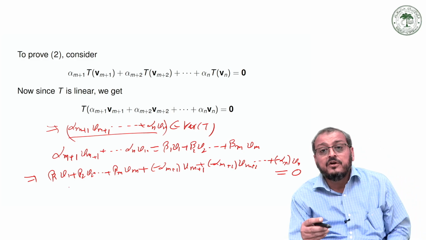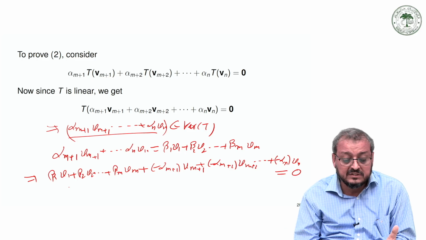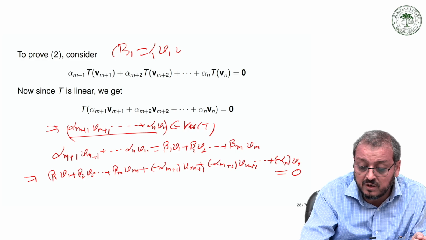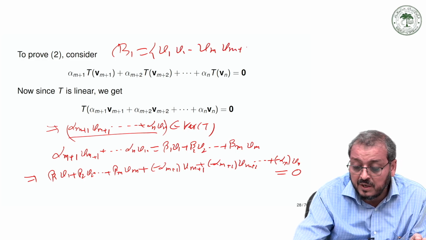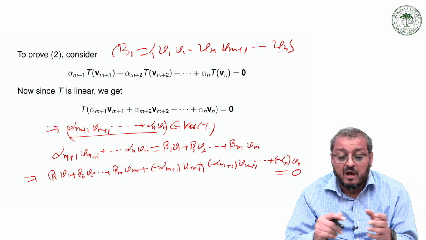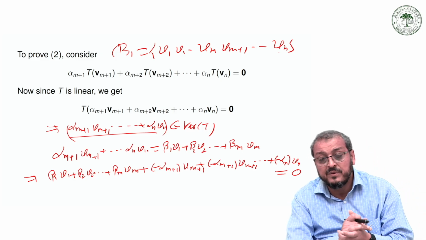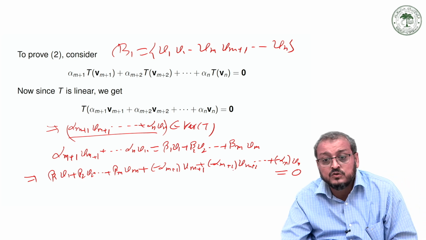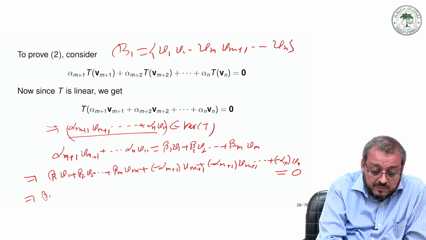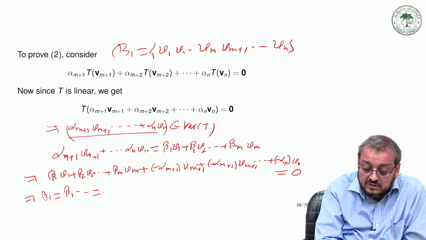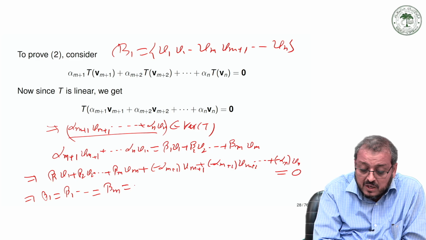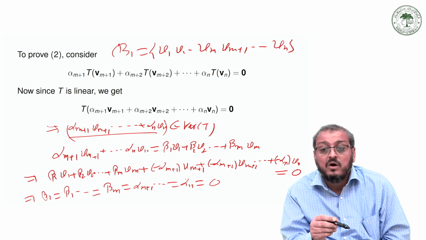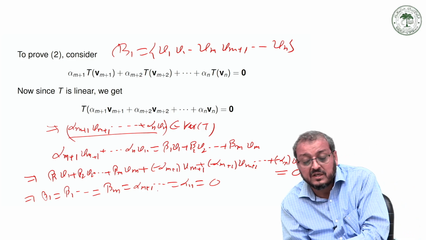Now this is a linear combination of the elements of B1, and B1 is a basis. You know that B1 has the form V1, V2 up to Vm, V(m+1) up to Vn. So clearly B1 is linearly independent. Since B1 is linearly independent, this linear combination equal to the zero vector implies that beta 1 equals beta 2 and so on equals beta m equals alpha (m+1) and so on equals alpha n equals 0.